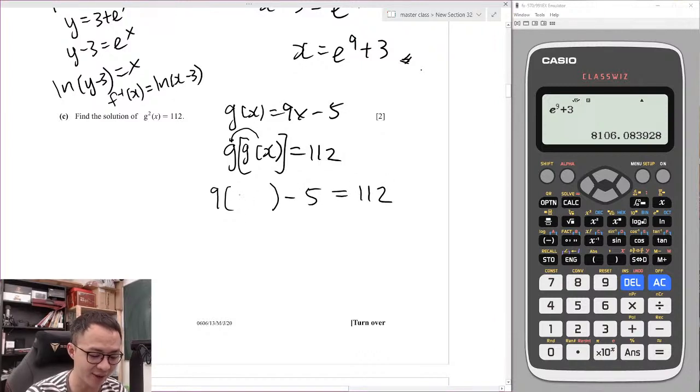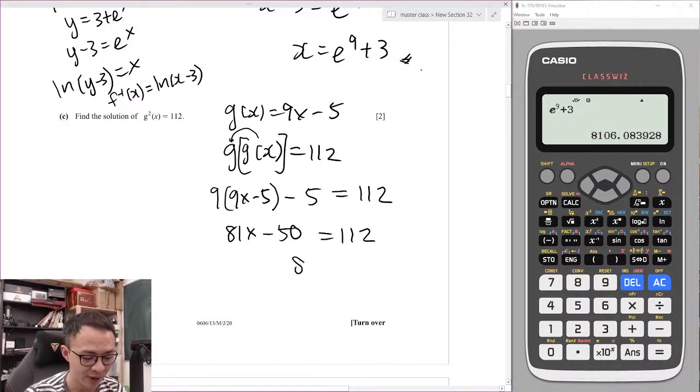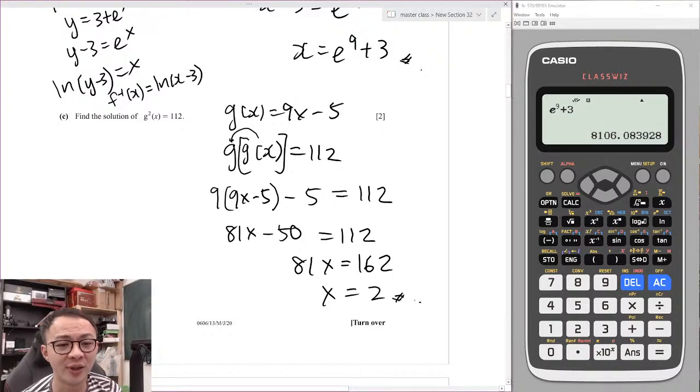What's the gx inside here? It's 9x minus 5. So this is 81x minus 45 minus 5 equals 112. 81x equals 162. x equals 2. Alright, this one is actually quite easy.